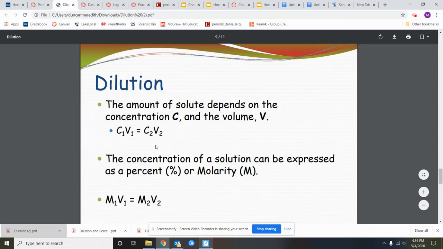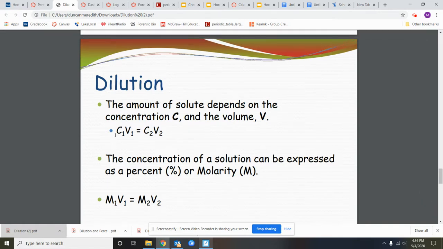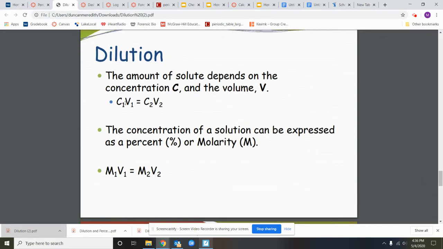So technically, an overall equation for this would be C1 times V1, so that's your initial concentration, times your initial volume, equals your final concentration times your final volume. Okay, so concentration for this is mostly going to be in molarity, or it could be a percent. I just talked about percent concentration, so you could be given percent concentration, or you could be given molarity. So C1 V1 equals C2 V2 is the same equation as M1 V1 equals M2 V2.